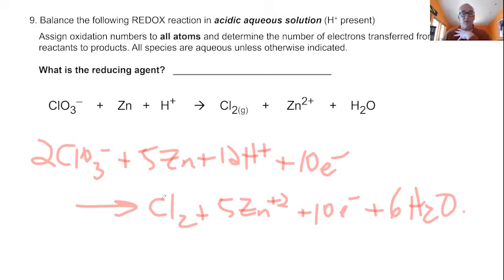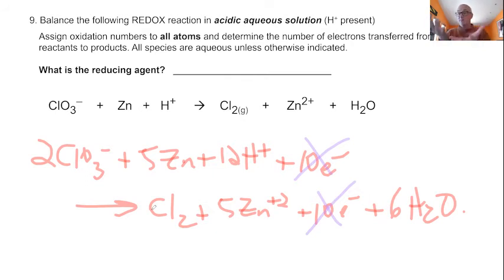So we can get rid of our electrons because they're the same on each side, right? I've got 10 electrons as reactants and 10 electrons as products. That's cool. What's the last thing we want to check to make sure that we've done this properly? Charges on both sides. Bingo. We have to make sure.